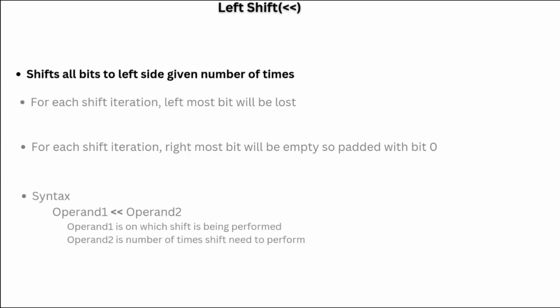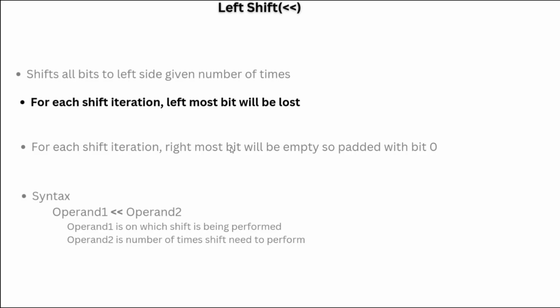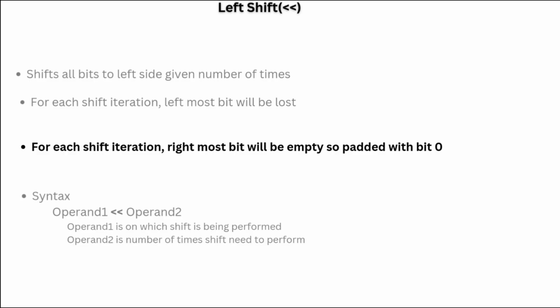Now we will go to the left shift. Left shift means all bits will be shifted to the left side. You can shift one time or n number of times. For each shift operation, because you are shifting to the left, the leftmost bit will be lost. On the right side, there will be an empty bit, so there will be empty space on the right side. It will be padded with 0, meaning 0 will be placed.